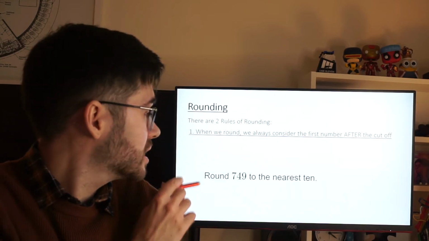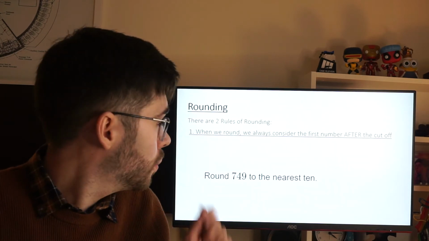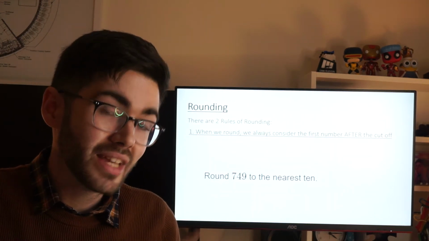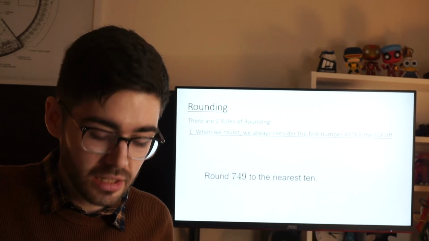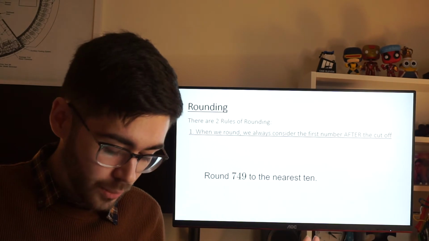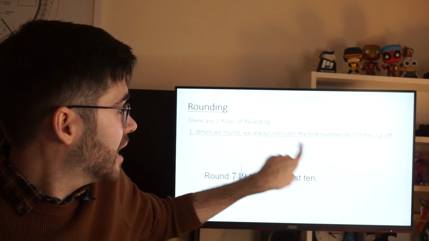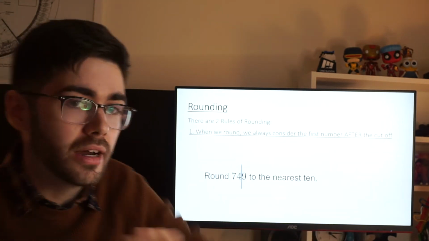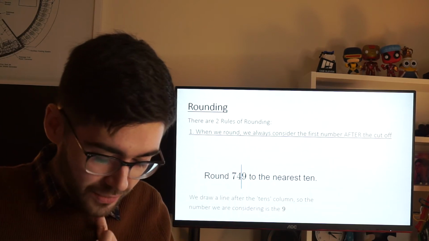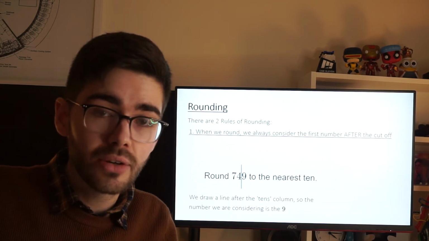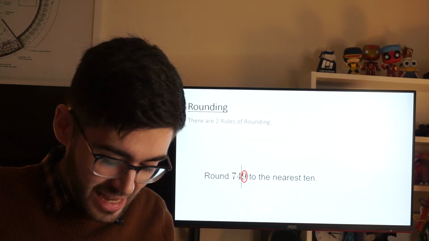So, if I'm rounding 749 to the nearest 10, thinking about our place value, which is the tens column? The tens is where the 4 is. It's that second column. It's where the 4 for 40 is, okay? We're going to draw a line after that. We're rounding to the nearest 10, so we're going to cut off everything after that. And we look at the first number after the cutoff, which is that 9. So when I said we look at the next number, we look at the 9. We draw a line after the tens column, so the number we're considering is the 9. Okay, that one there.